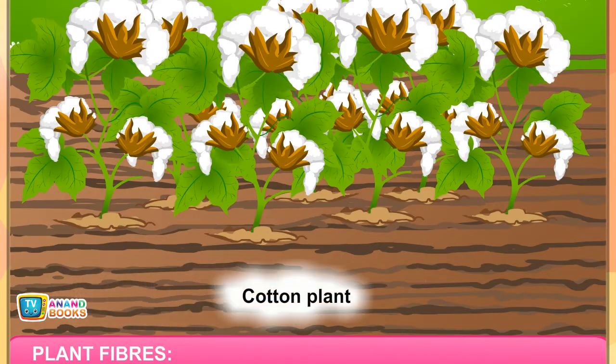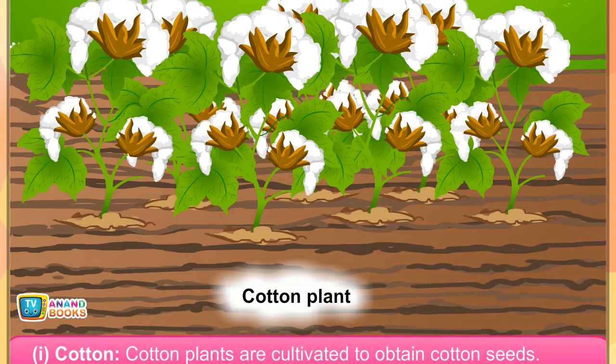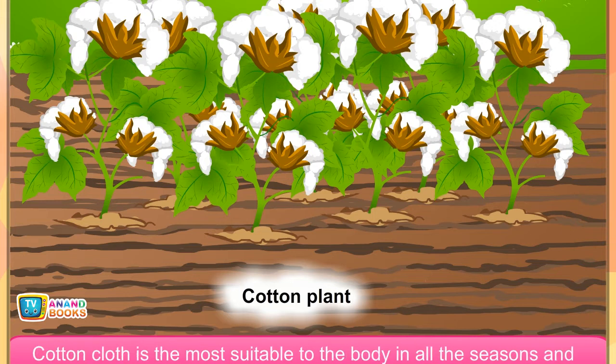Plant fibers. Number 1. Cotton. Cotton plants are cultivated to obtain cotton seeds. Fibers are removed from these seeds. Cotton cloth is the most suitable to the body in all seasons and climates.